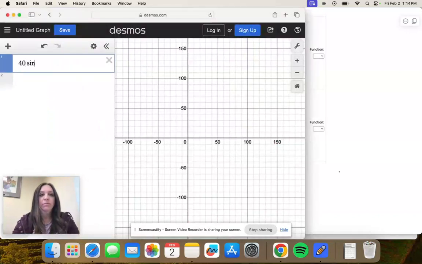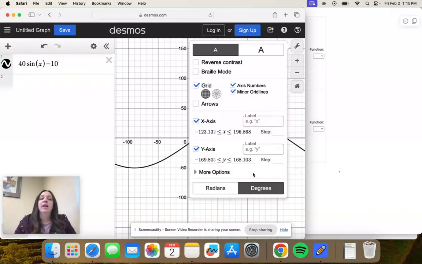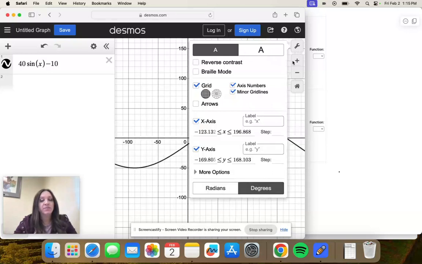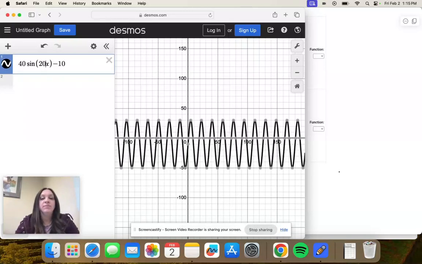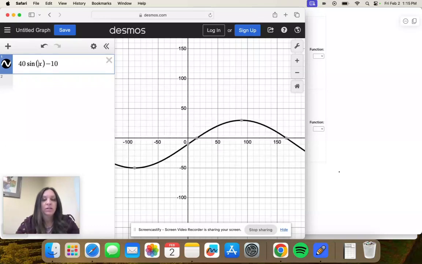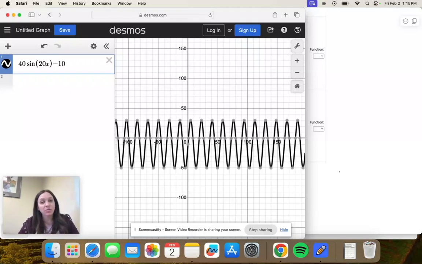I have 40 sine of, I'm just going to put X right now, minus 10. And I'm already in degrees. If you're in radians, it looks like that. When you change to degrees, your axis changes and it's more spread out. So we have 20. Ooh. Okay, now it's all scrunched. 40, even more, and 60. So I can see when I raise that number, my period shrinks. I'm getting a tighter coil is what it looks like. So 20 is a little more spread out.